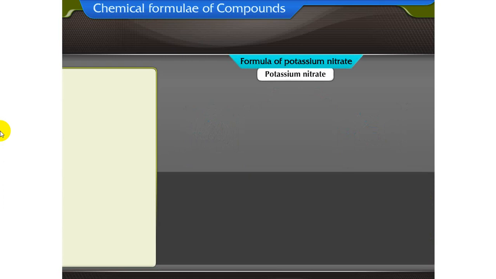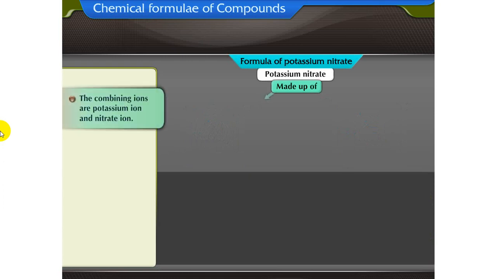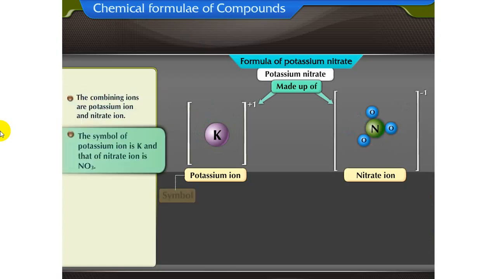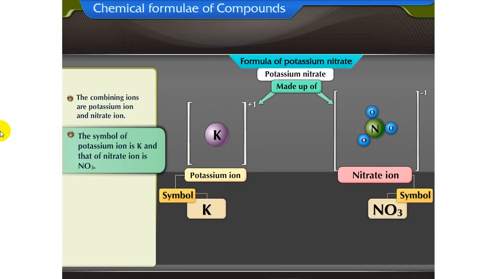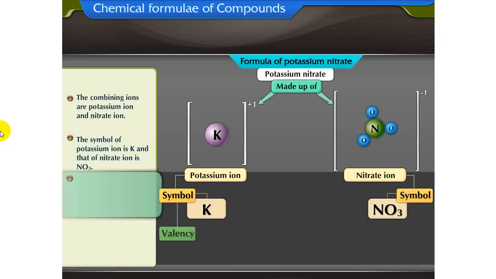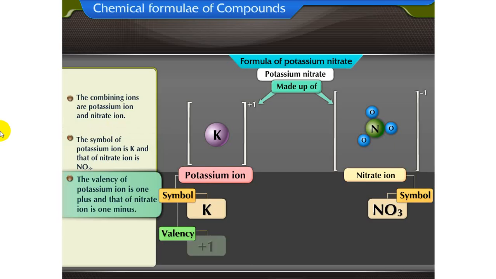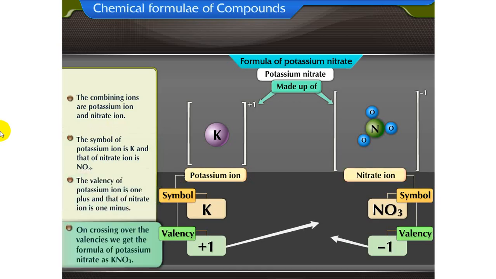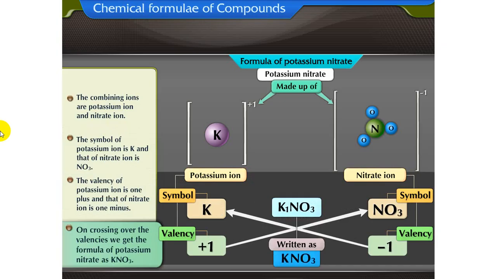Formula of potassium nitrate. The combining ions are potassium ion and nitrate ion. The symbol of potassium ion is K and that of nitrate ion is NO3. The valency of potassium ion is 1 plus and that of nitrate ion is 1 minus. On crossing over the valencies, we get the formula of potassium nitrate as KNO3.